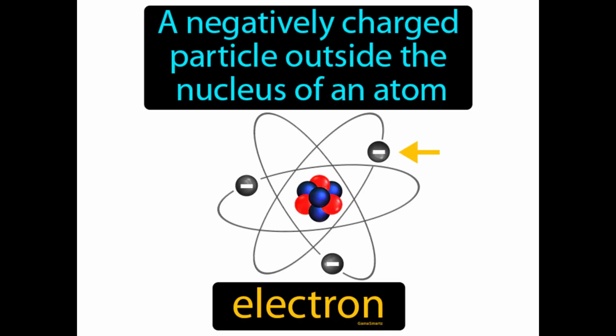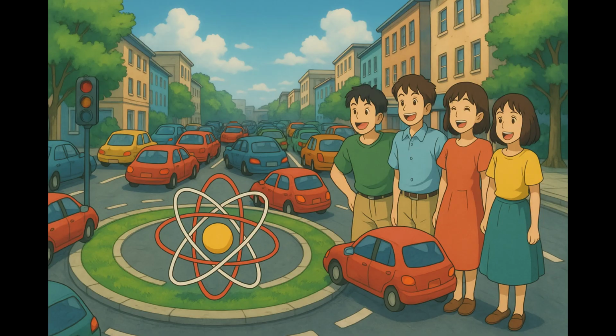A negatively charged particle outside the nucleus of an atom. Electron. An electron is a tiny particle that orbits the nucleus of an atom and carries a negative charge. Imagine trying to find a parking spot in a crowded city where all the good spots are taken, and you have to circle around the block multiple times. In a similar way, electrons are like these cars trying to find a place around the atom's nucleus, constantly moving and never quite settling in one spot.